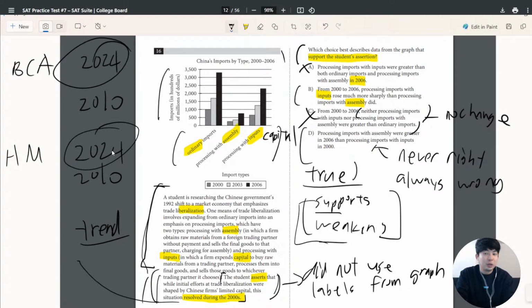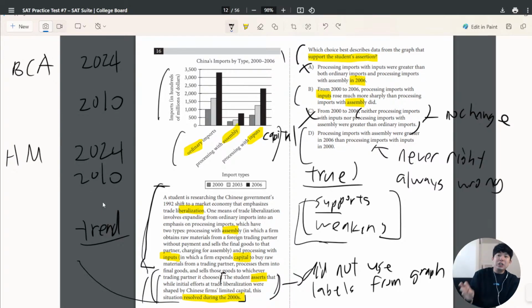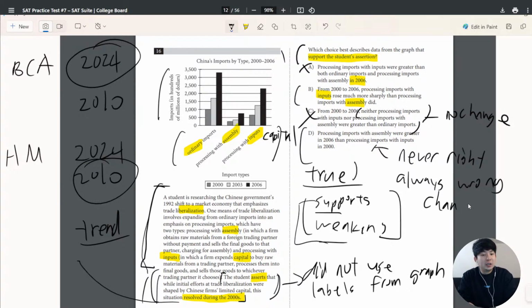If I wanted to compare Horseman and Bergen Academies, yeah, I should either compare this to this. How do we do in 2024? Or I will compare 2010 to 2010. There is absolutely no reason, no scientific reason, this is bad research, for me to compare BCA 2024 to HM 2010. Okay? What do I mean by that? You can't change two variables at a time.